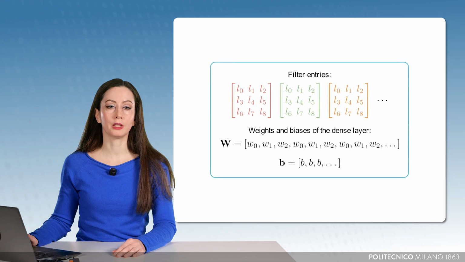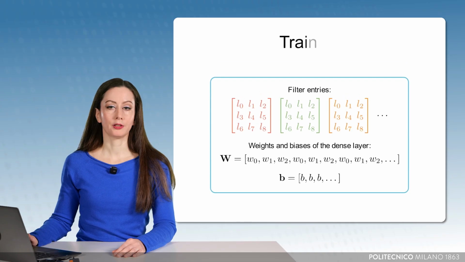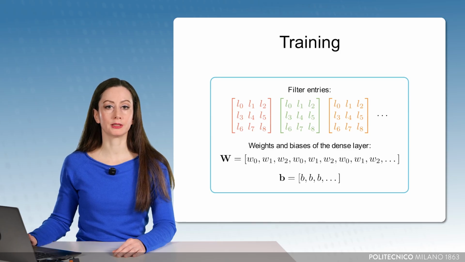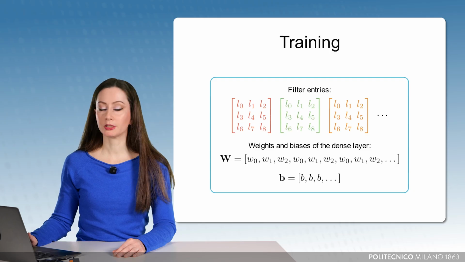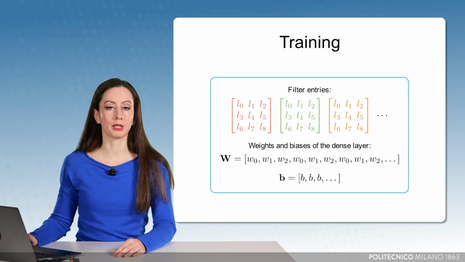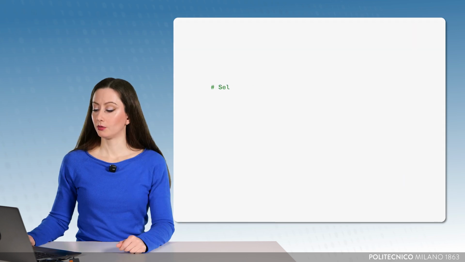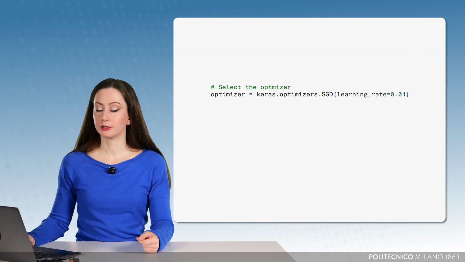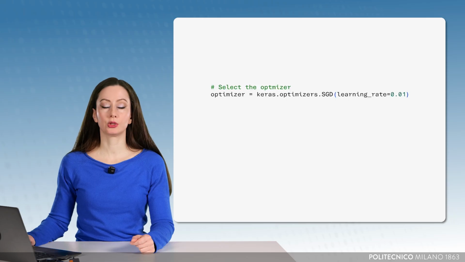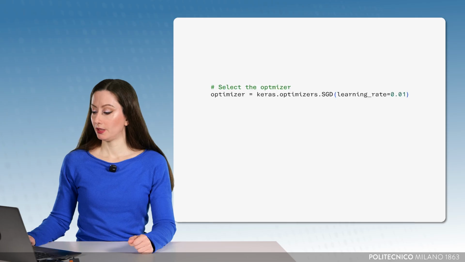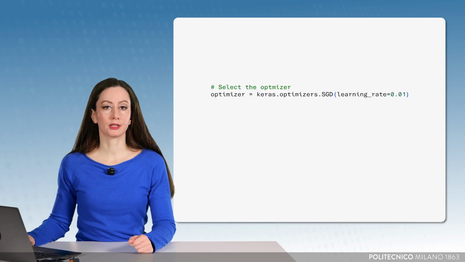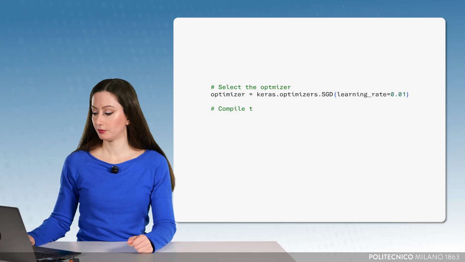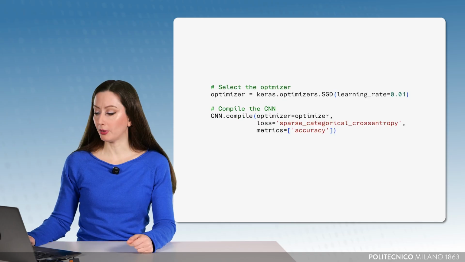But remember, along our way, we have seen many unknown parameters that need to be found. They are the filter's entries and the weights and biases of the dense layer. And this is the task for the training process, which, remember, is an optimization problem in which we try to minimize the loss function. And to do it, first, we choose an optimizer provided by Keras. And in this case, we choose the stochastic gradient descent method, abbreviated as SGD, with an arbitrary learning rate here set to 0.01.